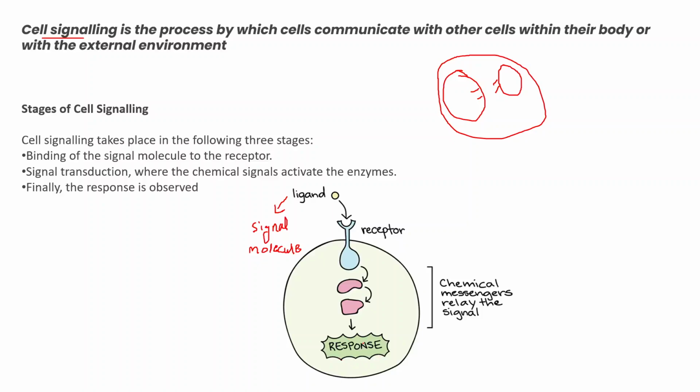response side. Suppose this ligand is coming to activate a certain kind of enzyme. The ligand will bind with the receptor and transduce this signal until the effector molecule is activated or produces some kind of response. So these are the three stages. First, binding of the signal molecule to the receptor; then signal transduction, where the chemical signal activates the enzyme; finally the response is observed. These are the three different stages that occur in cell signaling.